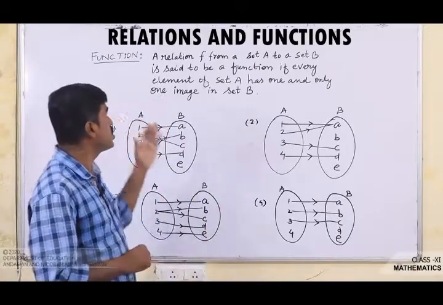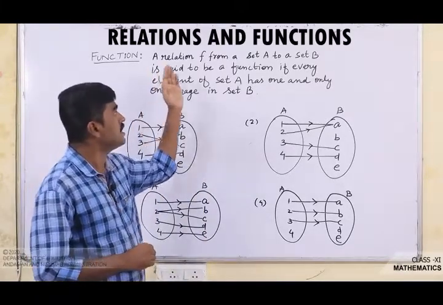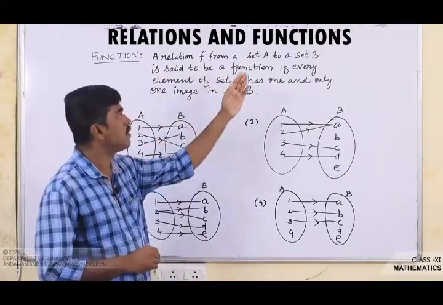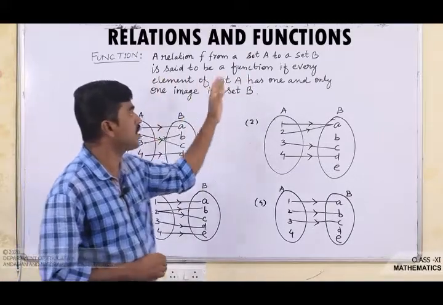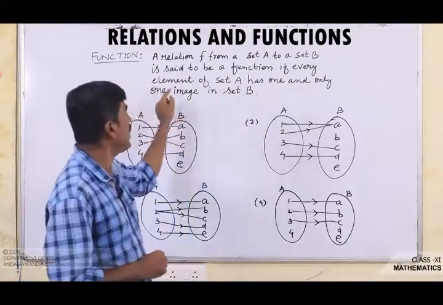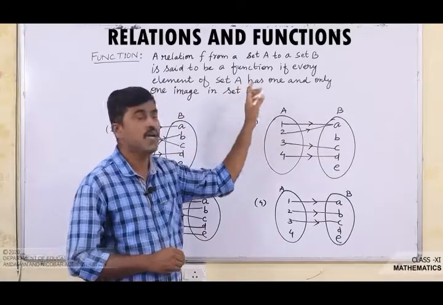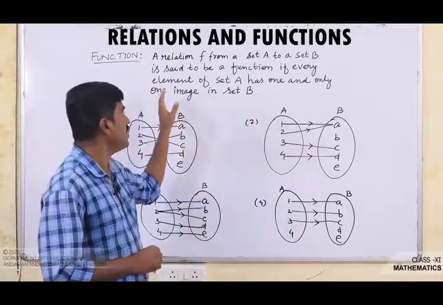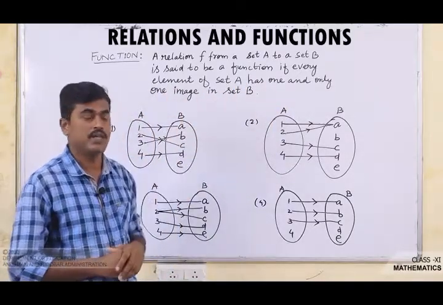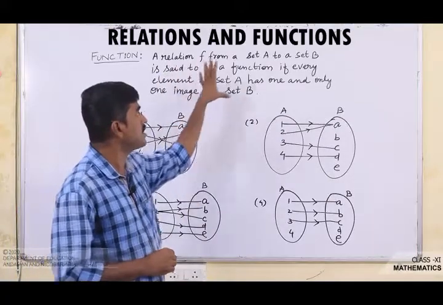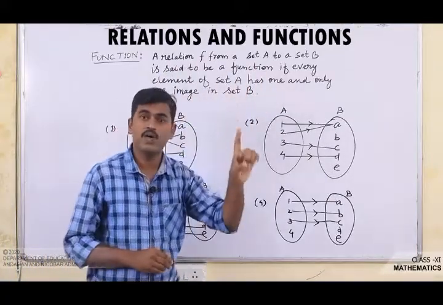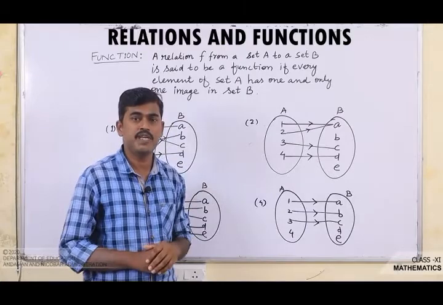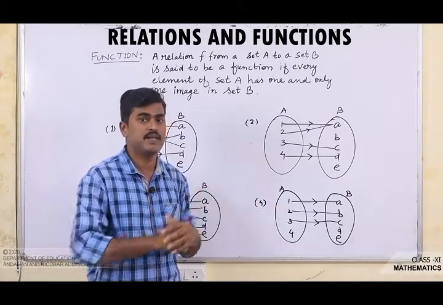So let us see the definition of function. A relation f from a set A to a set B is said to be a function if every element of set A has one and only one image in set B. Every element of set A has one and only one image in set B means a unique image in set B.